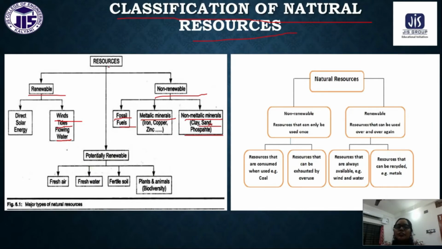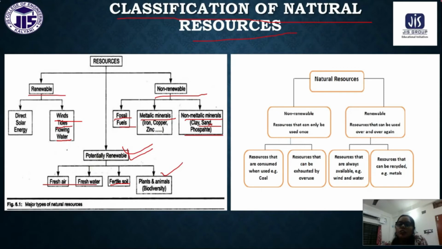Again, resources can be of one more type, that is potentially renewable. Potentially renewable resources are like air, water, soil, plants and animals. So they are potentially usable resources, renewable resources.